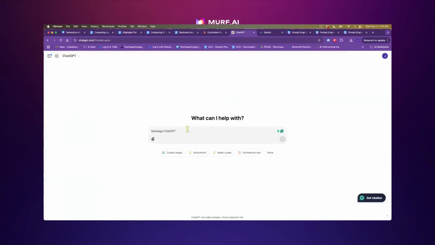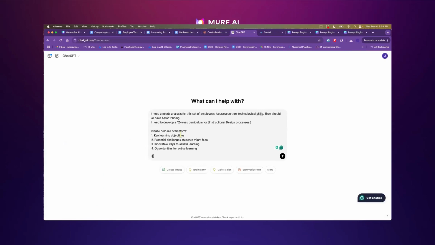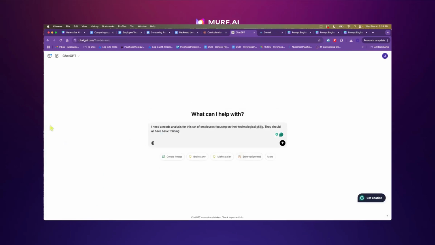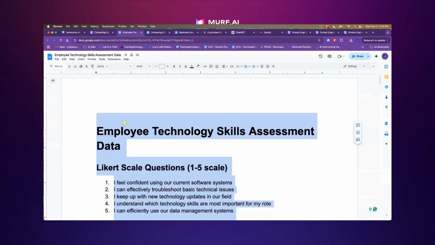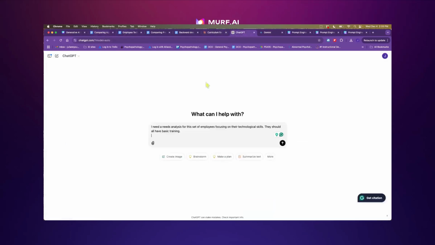I'm going to bring this up here and I'm going to say, I need a needs analysis. Well, that's not very poetic. I need a needs analysis for this set of employees, focusing on their technological skills. They should all have basic training. And then I'm just going to paste that. No, I'm not going to paste that in there. All right.